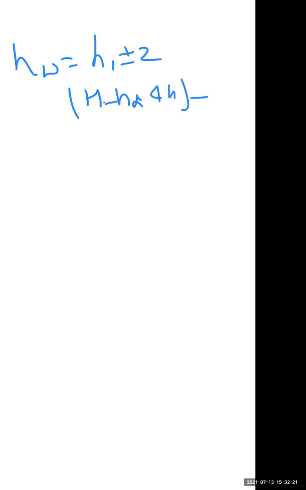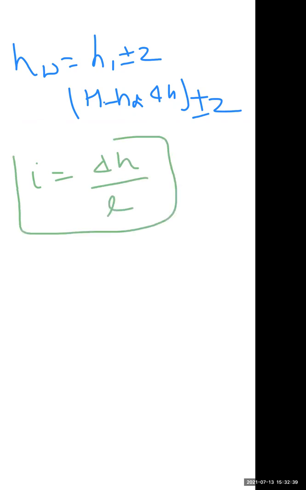Z is the elevation head, and the pressure head is H2 equal to H1 plus or minus Z, or H minus ND into del H plus or minus Z. Also, for determination of hydraulic gradient, I equal to del H by L, where L is the length and del H is the head difference.